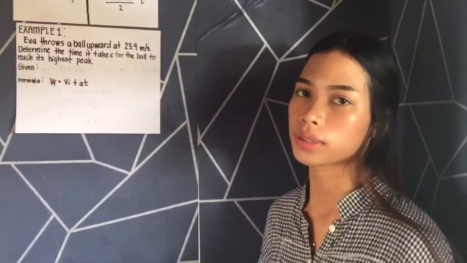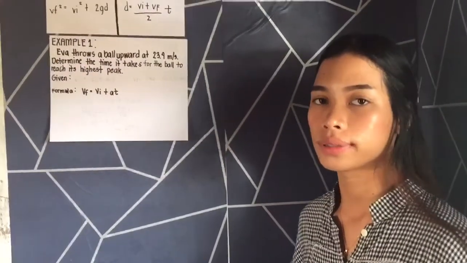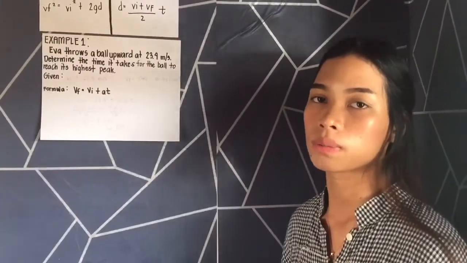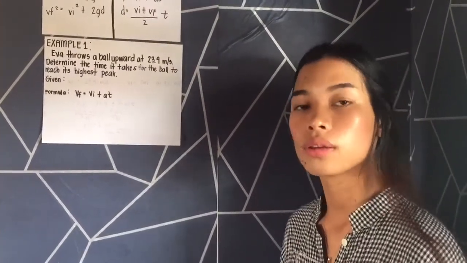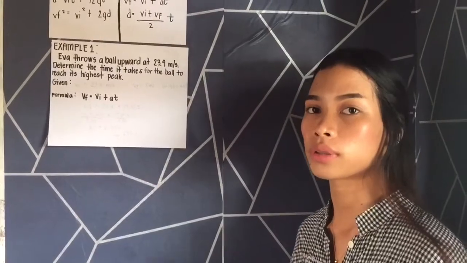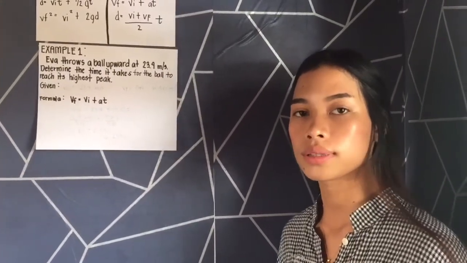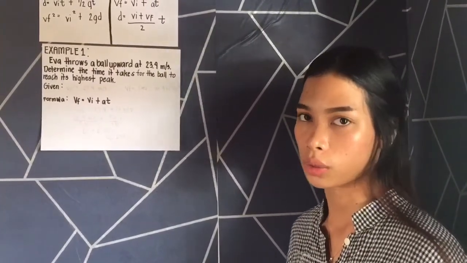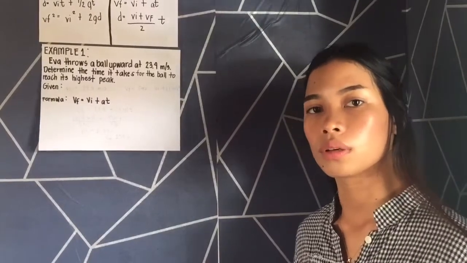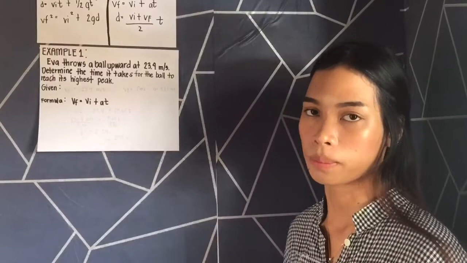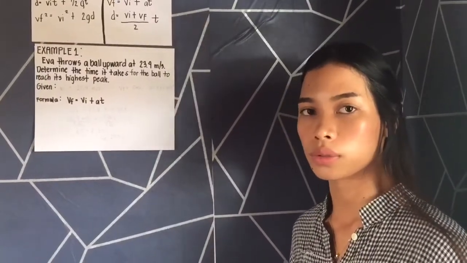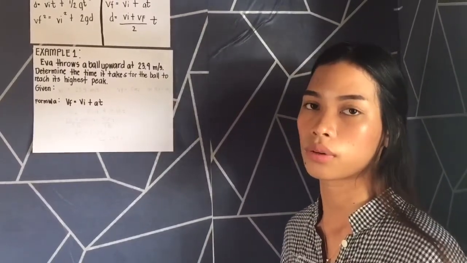To the first example. Before anything else, this topic provides a problem-solving strategy in order to get what we need to find. The first thing is to identify the known variables. Next is to identify the unknown. Third is to pick the perfect equation that suits our example. And the last thing is to substitute the given variables.